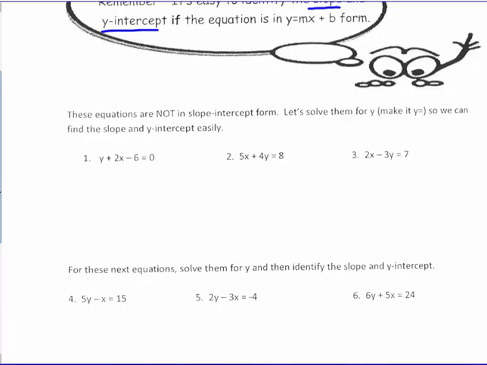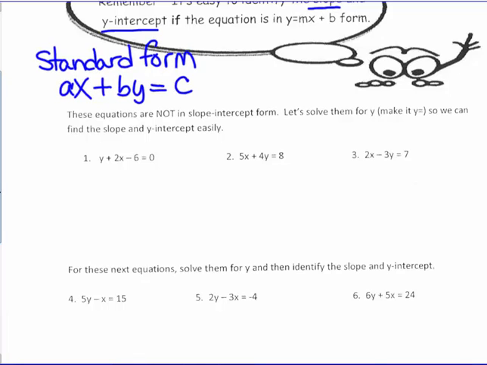Let's solve them for y, making it y equals, so we can find the slope and the y-intercept easily. These equations are not in slope-intercept form because they are in standard form, and I'd like you to add this to the notes. They are in the standard form of an equation. Standard form says, take some number a, a coefficient, multiplied by x, and some number, coefficient b, multiplied by y, and that'll give you c. So standard form is ax plus by equals c. Both the x and the y are on the same side of the equation, and they equal some constant.